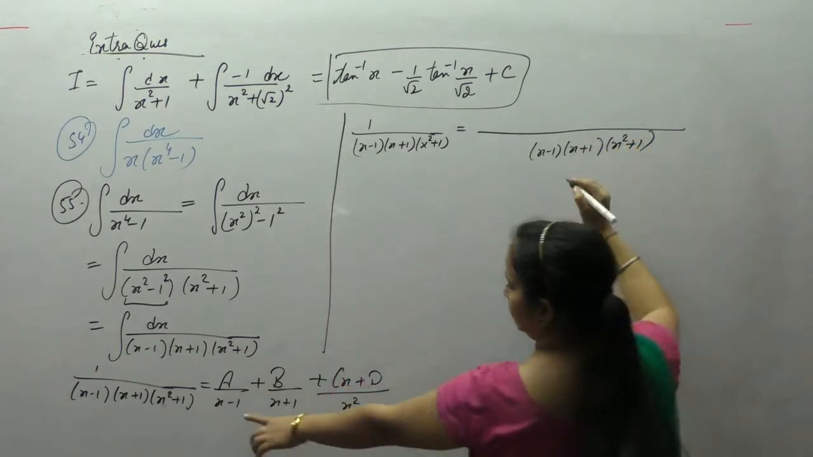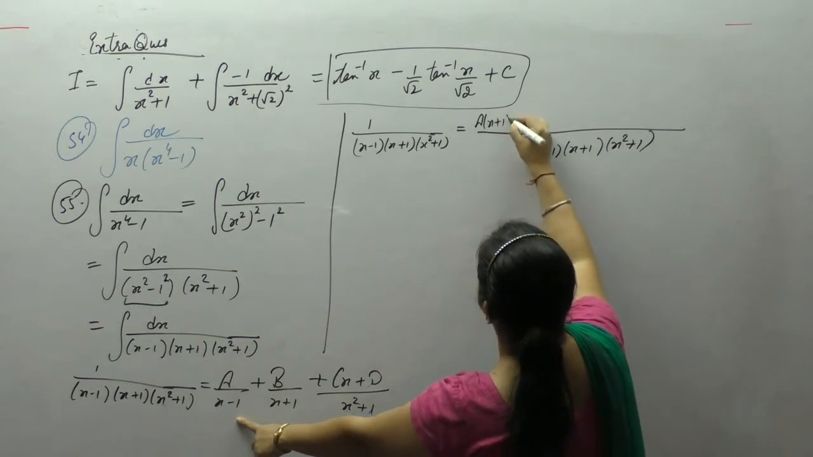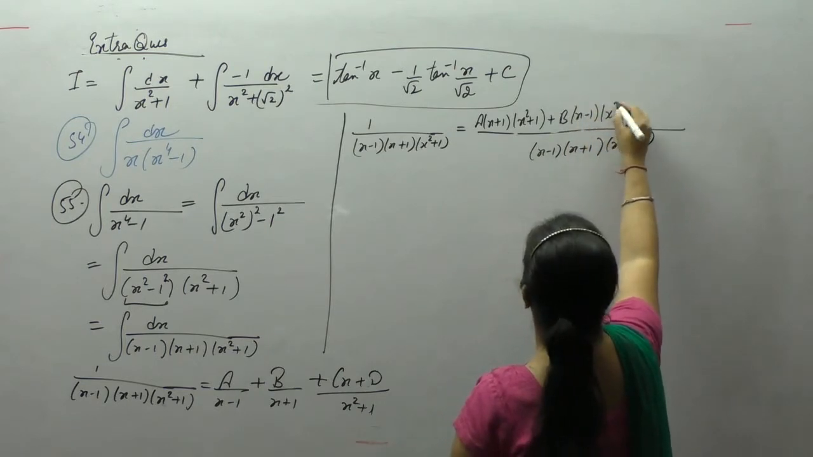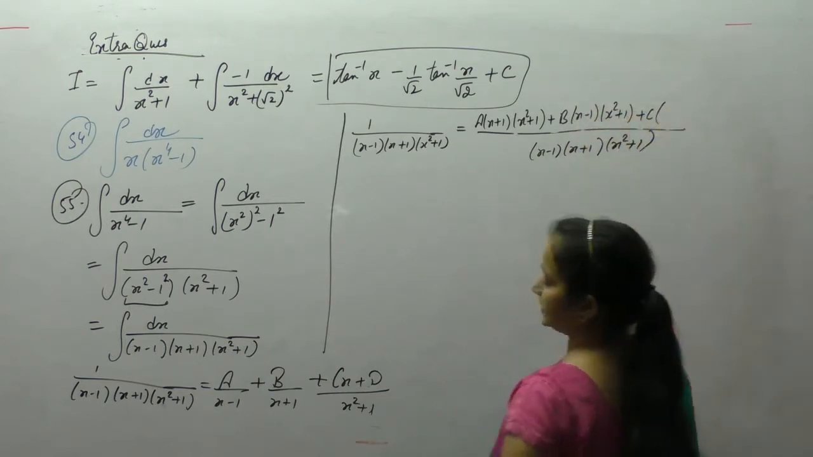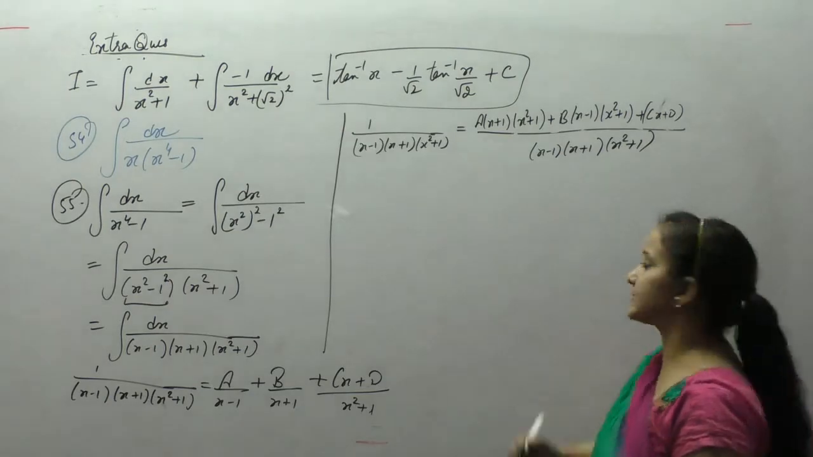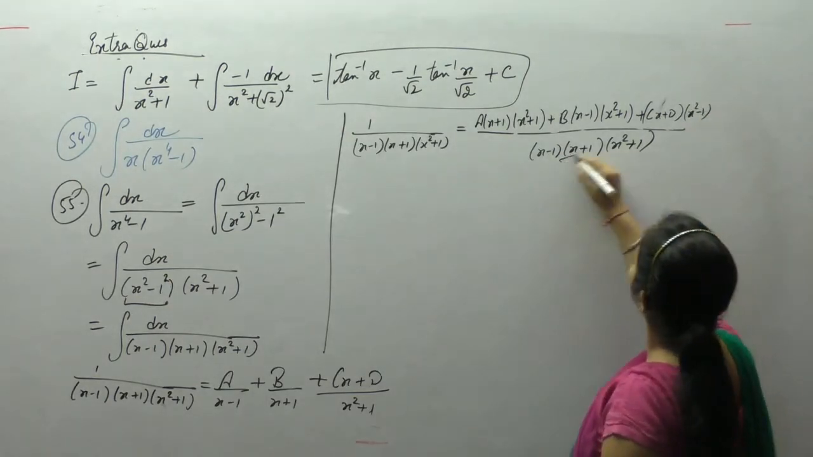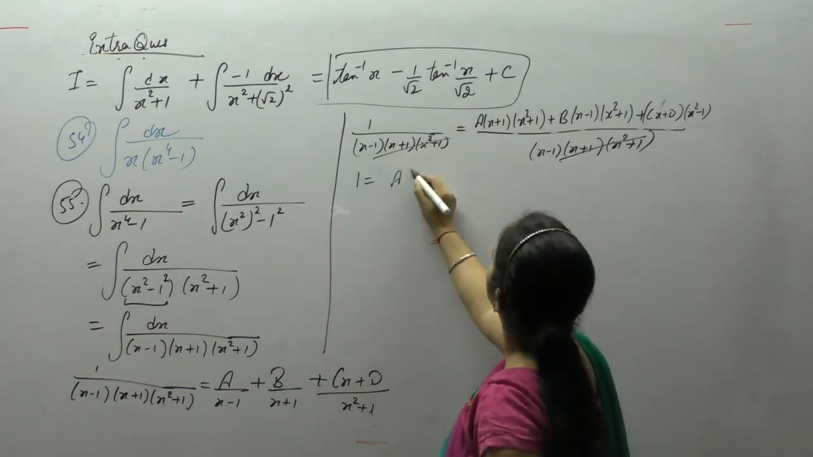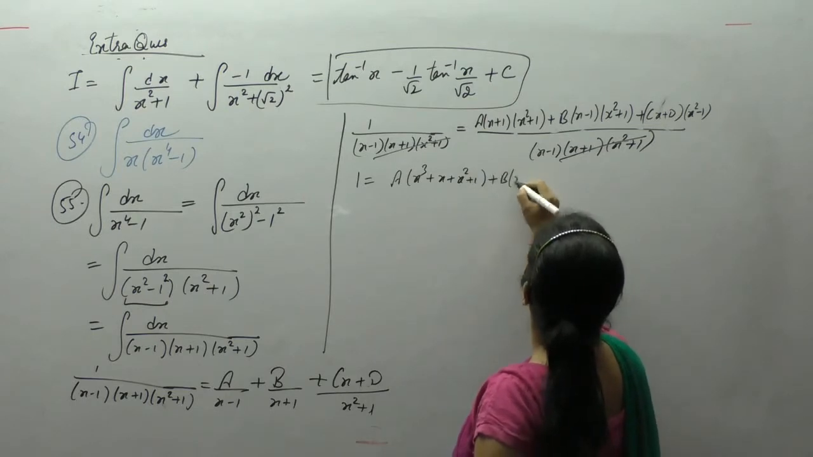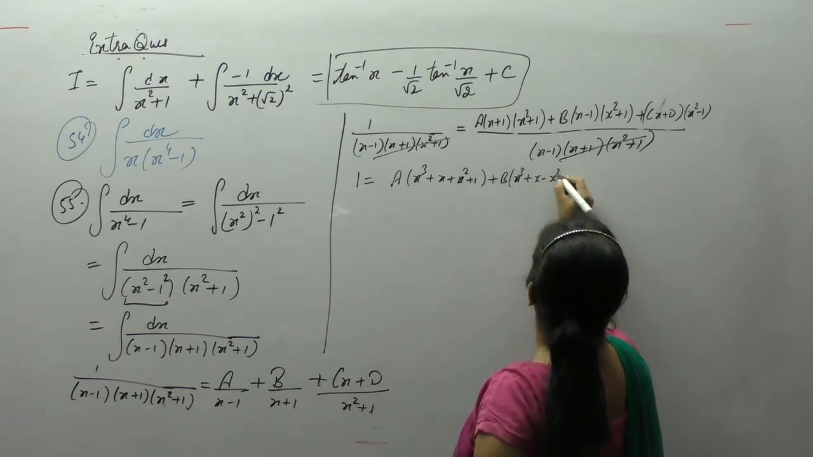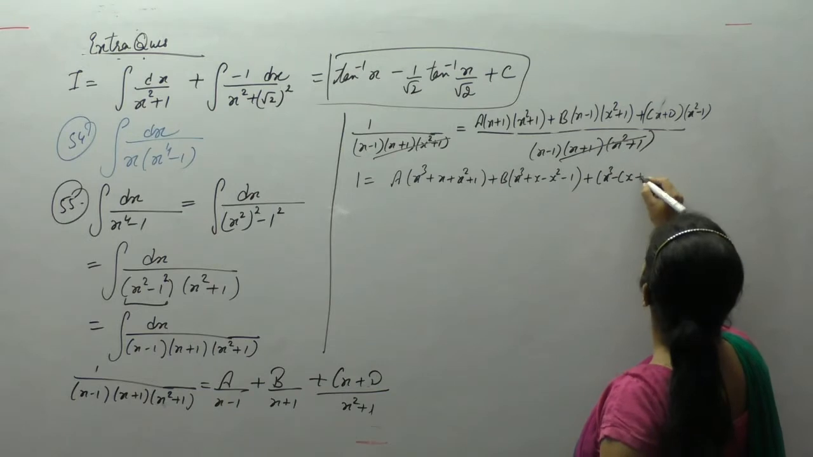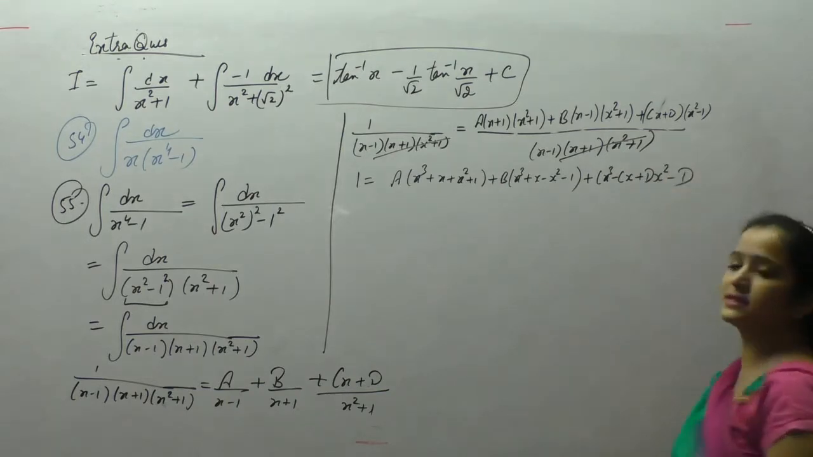Take LCM. a into (x plus 1)(x square plus 1), b into (x minus 1)(x square plus 1), plus (cx plus d)(x minus 1)(x plus 1). Open the brackets: x cube plus x square plus x plus 1, x cube plus x minus x square minus 1, cx cube minus cx plus dx square minus d.